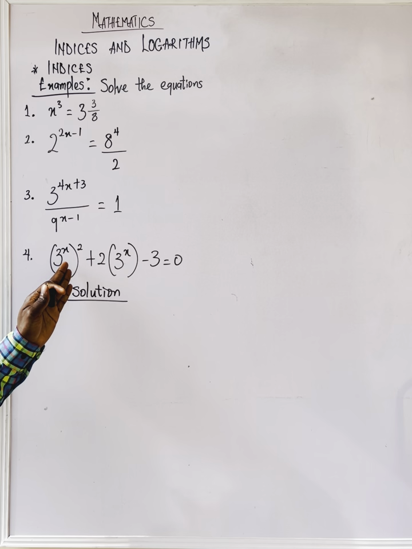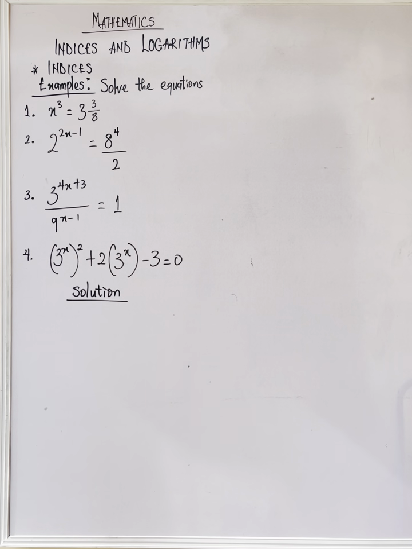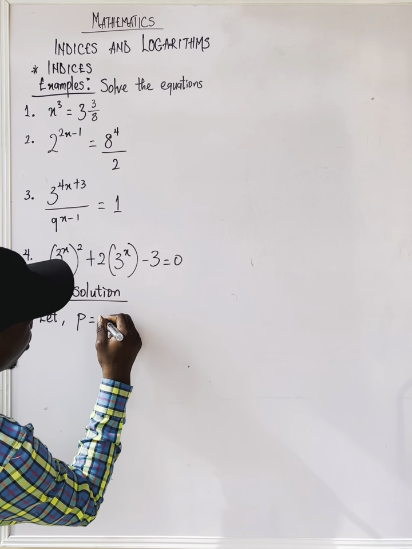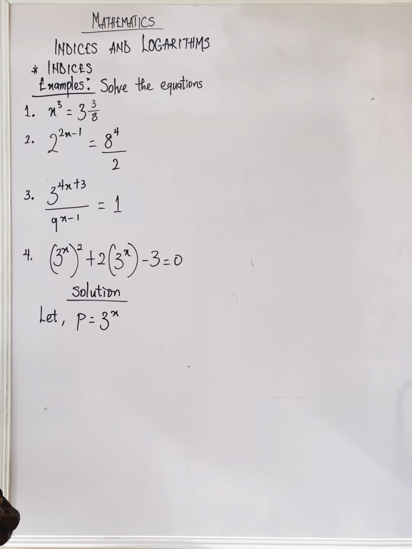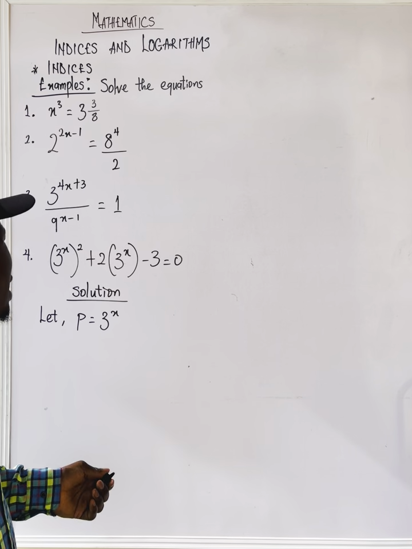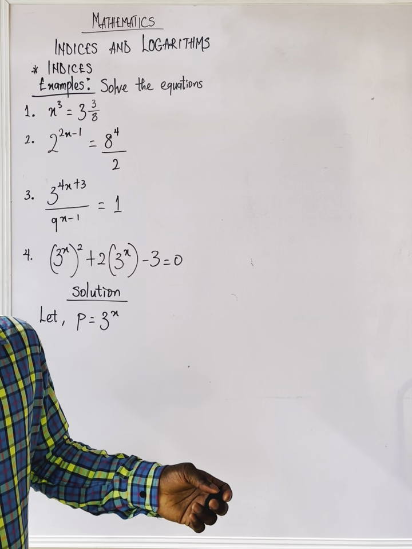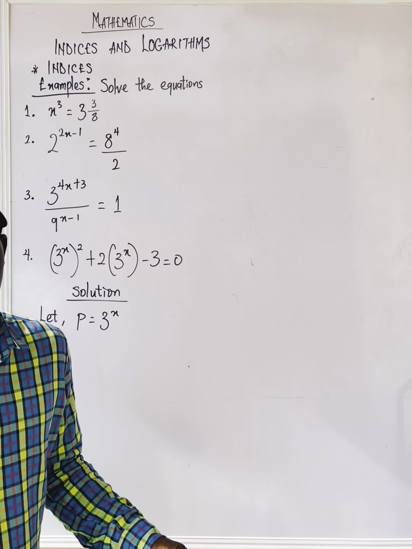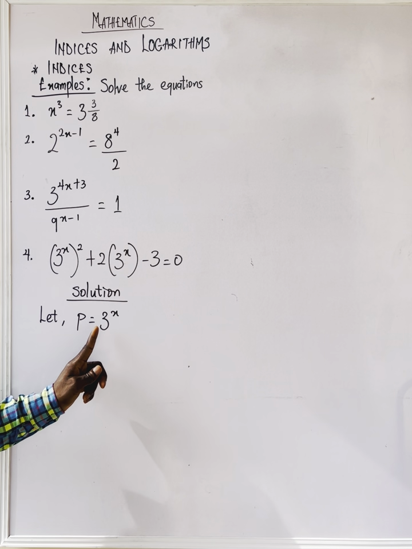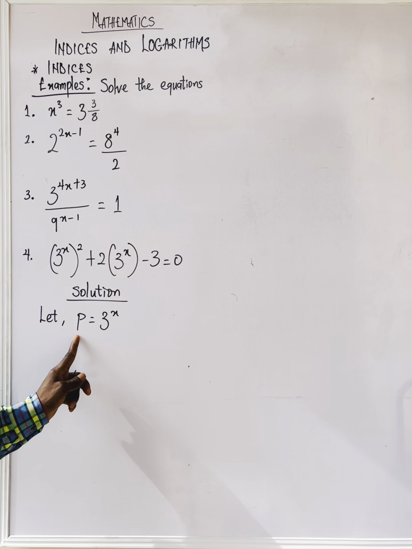Now, we have (3 raised to power x) all squared plus 2(3 raised to power x) minus 3 equals 0. So I can say let p be equal to 3 raised to power x. I can use my own letter, p. You can decide to use your own, like let a be equal to 3 raised to power x. You can use b, you can use y, you can use anything. So now I'm using let p be equal to 3 raised to power x, meaning anywhere I see 3 raised to power x, I'm going to put p.